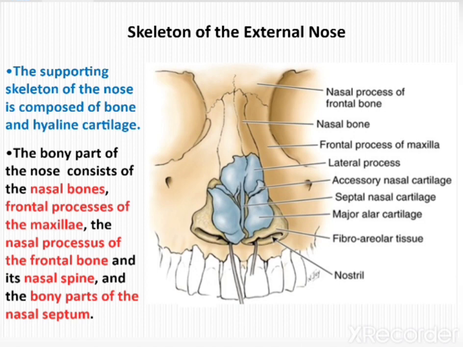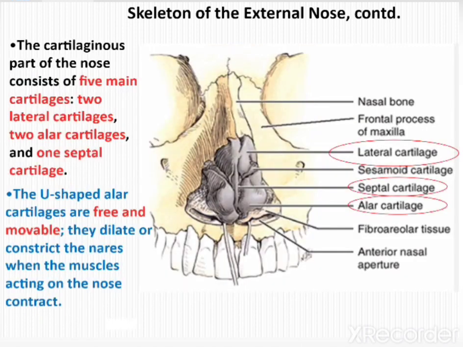Then we will go into the cartilaginous part. The cartilaginous part of the nose mainly consists of 5 main cartilages. There are 2 lateral cartilages, 2 alar cartilages, and 1 septal cartilage. The U-shaped alar cartilages are free and movable. They dilate or constrict the nares when the muscles acting on the nose contract.